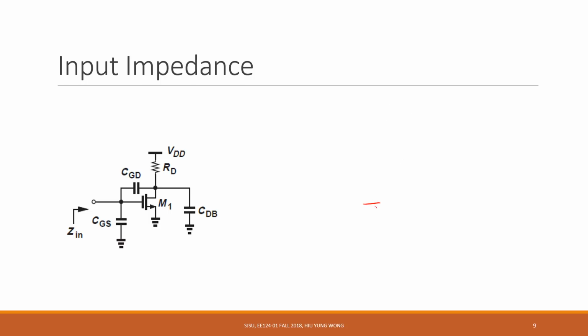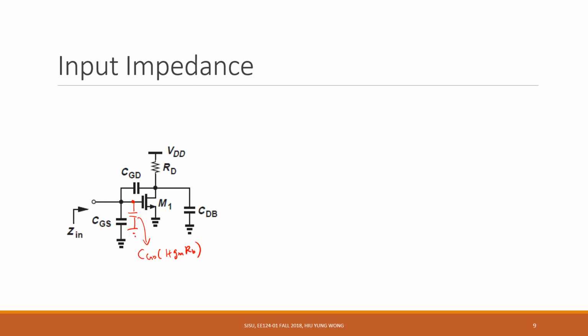Now my goal is to ask, how about the input impedance, right? Would this be difficult to solve? This should be very easy, because we already know how to break it down. We can change this one to what? This is a capacitor. We can use the Miller effect, and we say this is equal to CGD times (1 plus gm RD), right?